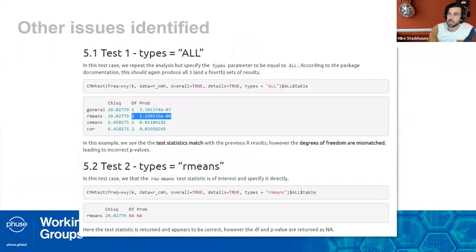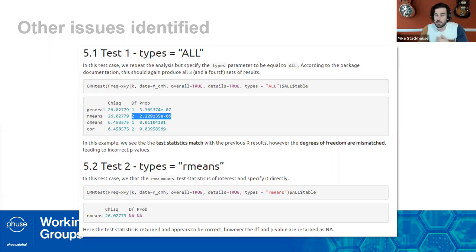Furthermore, as the team dug through and they were using and testing out vcdExtra in a couple different scenarios, they also found some other problems in the package with the way that types were specified, and some inconsistencies that they found with degrees of freedom and the resulting p-values.